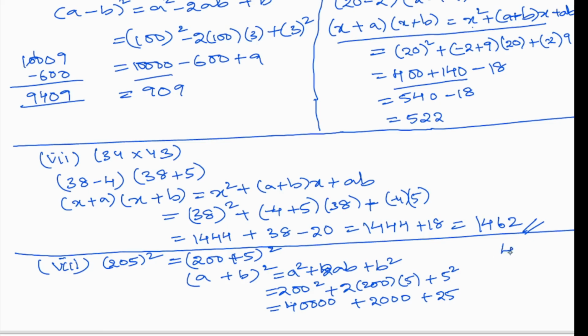So if we add all this, 40,000 and 2000 and 25, we got 42025.